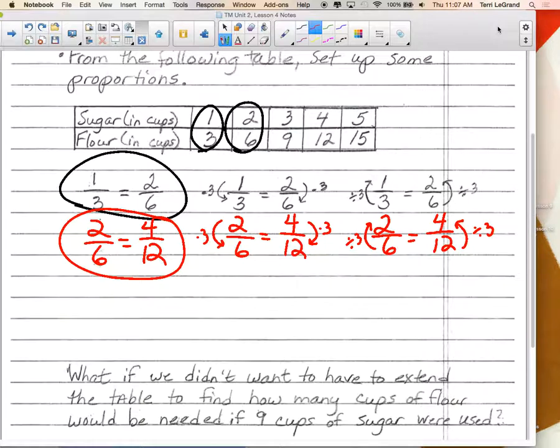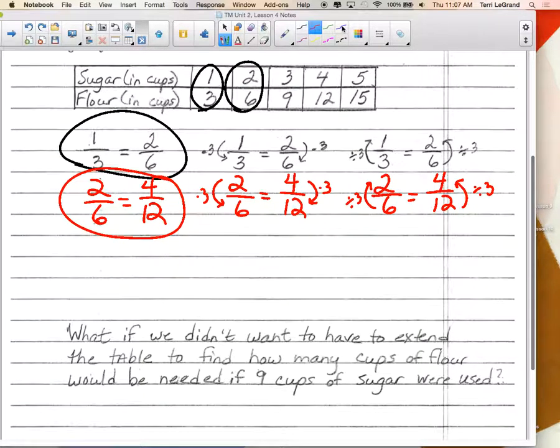And having 2 cups of sugar to 6 cups of flour really means the same thing as having 4 cups of sugar to 12 cups of flour. Somebody give me another proportion we could set up in this table. Cheyenne? 1/3 to 5. Okay, 1/3 equals 5/15. There's another one. Somebody give me another one yet.